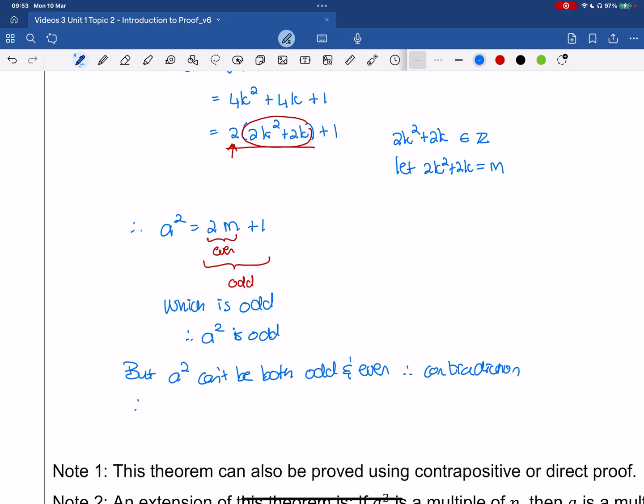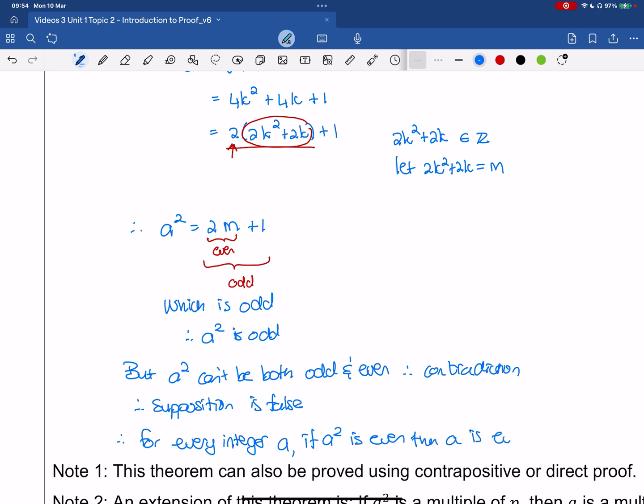So therefore my supposition is false, and therefore for every integer, if a squared is even, then a is even.